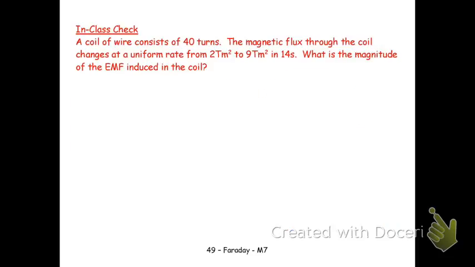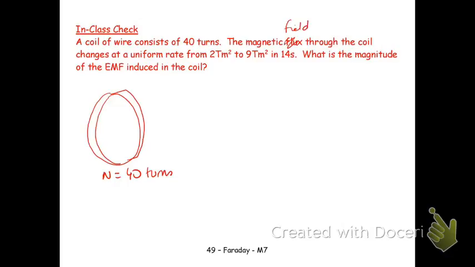A coil of wire consists of 40 turns. So here's my coil of wire. N is equal to 40 turns. The magnetic flux through the coil changes. I've done this question before, so let's change it a little bit. Let's do the field this time. The magnetic field through the coil changes at a uniform rate from 2 Tesla to 9 Tesla in 4 seconds.